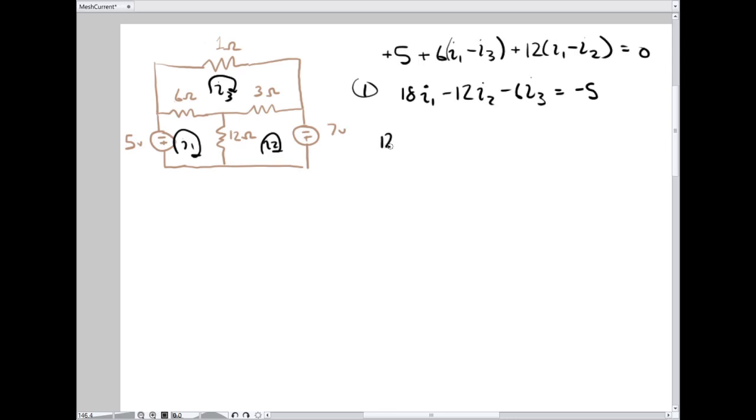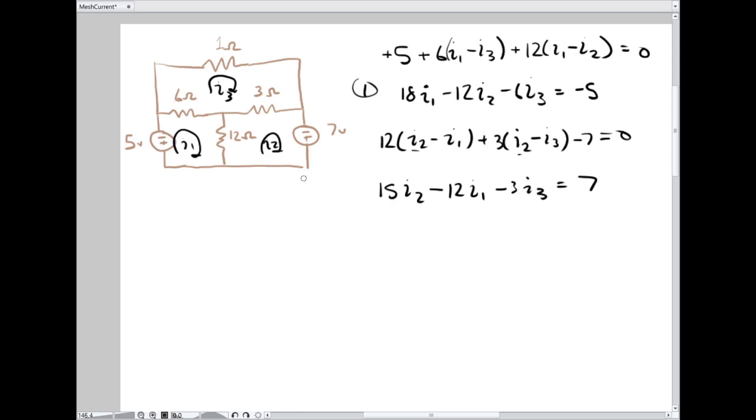So 12 I2 minus I1 for this resistor, plus 3 I2 minus I3. The mesh you're on is always the one that comes first, because the second is the mesh I'm on minus the mesh current on the adjoining meshes. Again, I hit a minus sign, so that's minus 7 is equal to 0. So then 15 I2 minus 12 I1 minus 3 I3 is equal to positive 7. And that's my second equation.